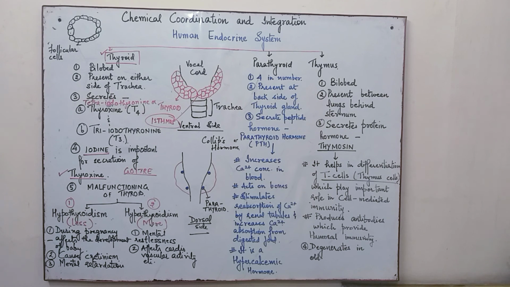Differentiation means it prepares them and allows them to mature, and these T cells play a very important role in cell mediated immunity. Also, the thymus gland produces antibodies which provide humoral immunity. These cell mediated immunity and humoral immunity are very, very important mechanisms to fight against various kinds of infections.